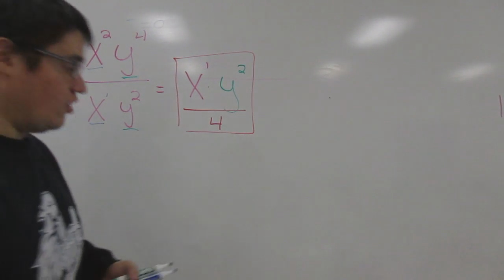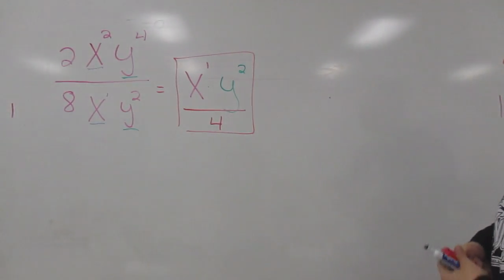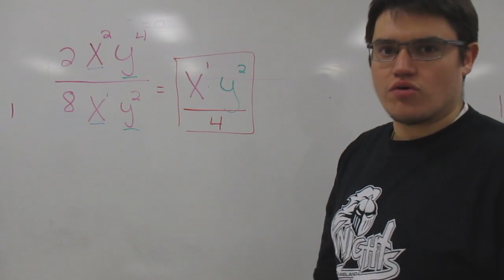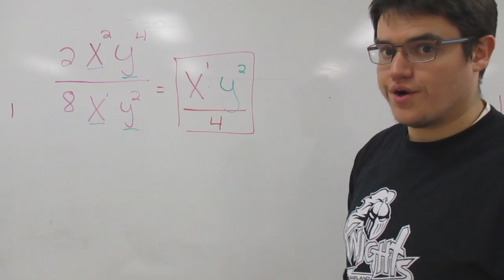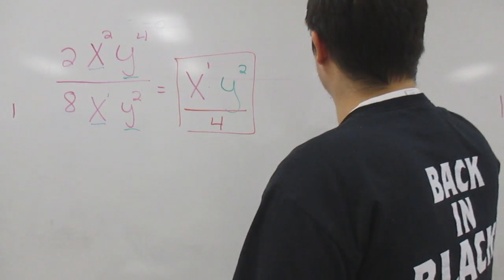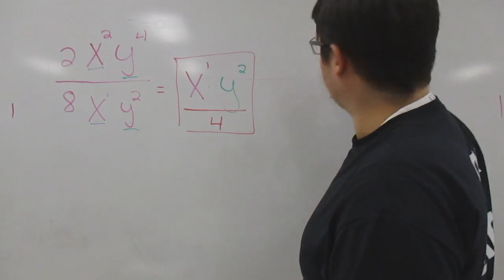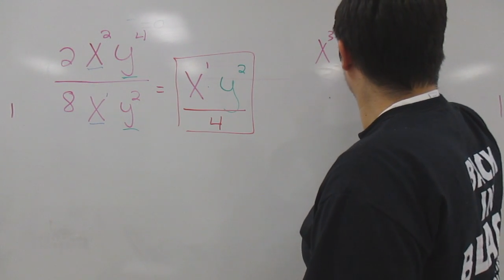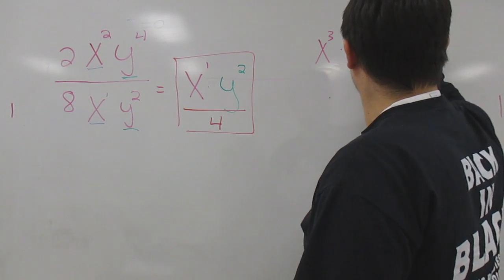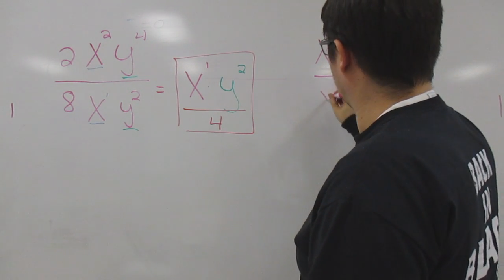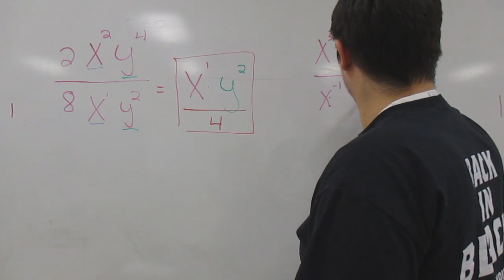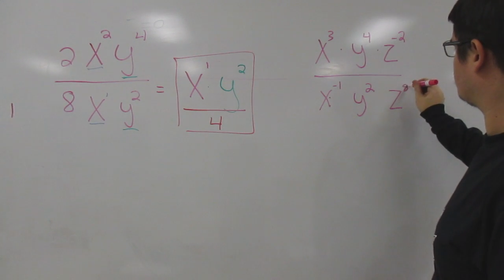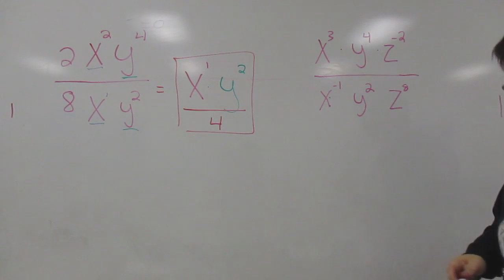Okay, let's try one more example. Well, we'll try a few. They'll get a little bit more difficult though. And now let's try to incorporate some of the stuff we've learned from the multiplication properties of exponents. Okay? Great. So let's have x to the 3rd. Okay? So we have this guy.